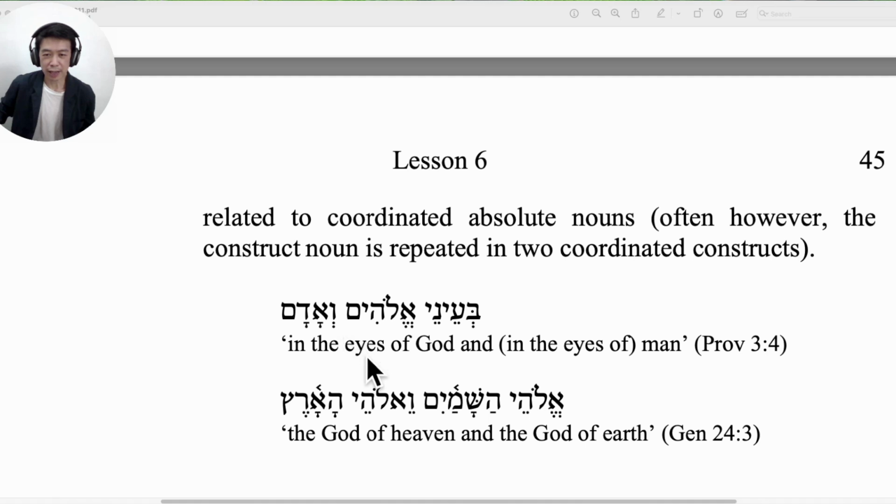So in the next example, Elohei ha-shamayim ve-Elohei ha-aretz. The God of heaven and the God of earth, from Genesis 24:3.